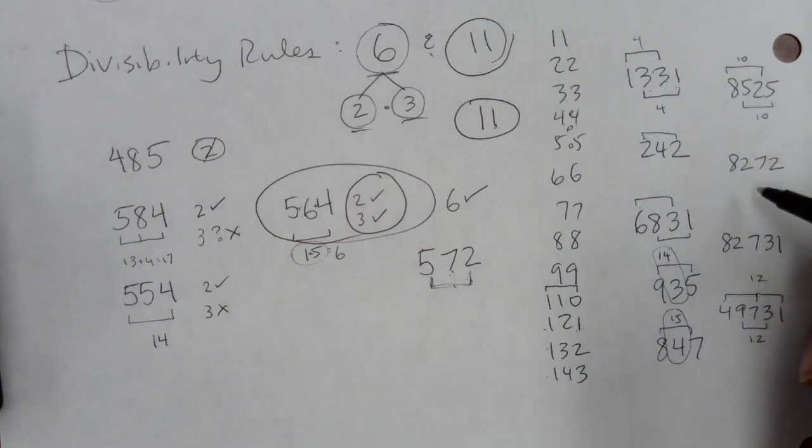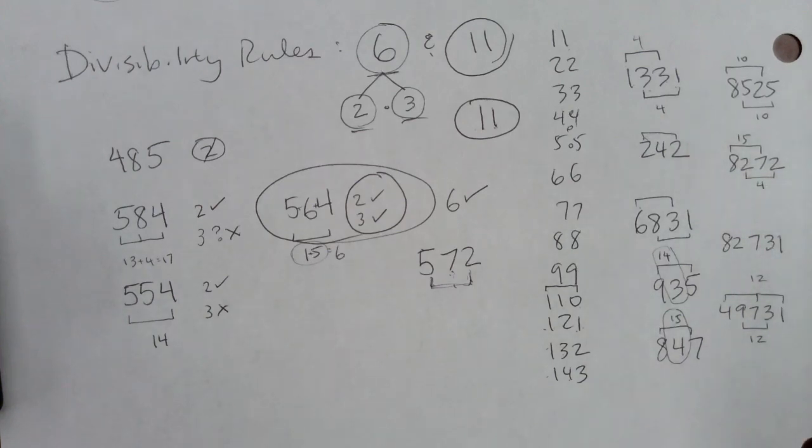How about this one? Here's a multiple of 11, where 8 plus 7 is, oh, hey, 15. 2 plus 2 is 4. Interesting. 8 plus 7 plus 1 is 16. 2 plus 3 is 5.